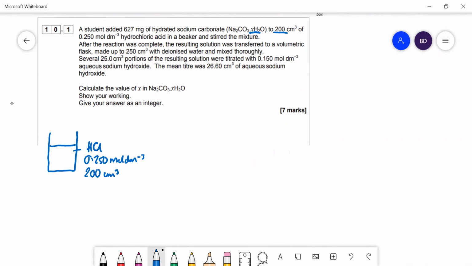So how many moles of hydrochloric acid have we got there? I'm going to call that moles initial. Right, it's concentration times volume.